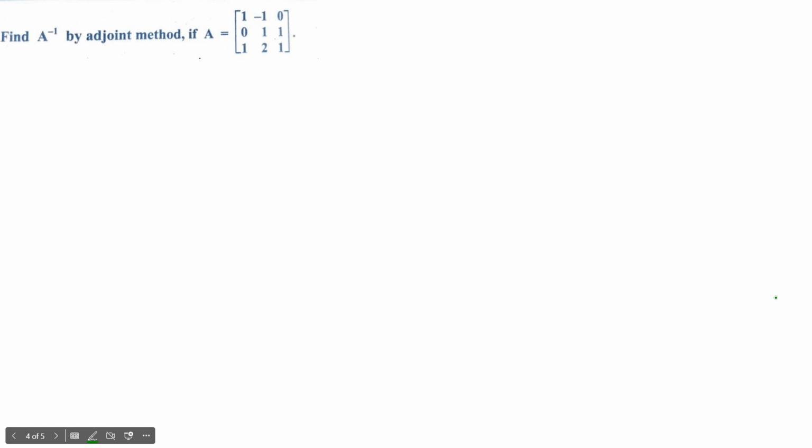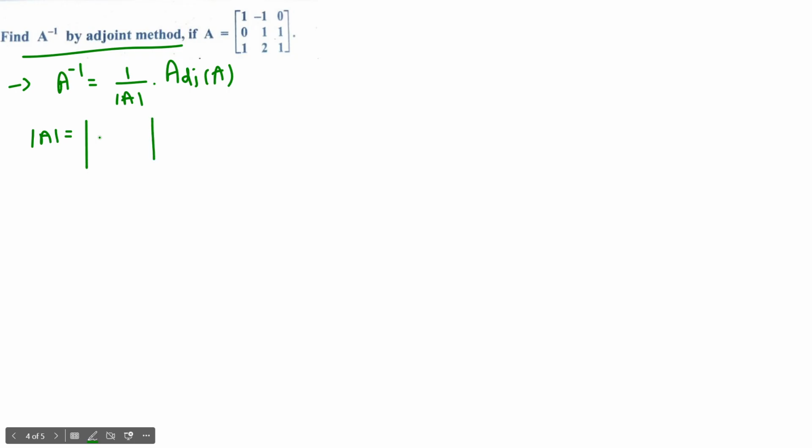The question will be asked, find A inverse by adjoint method, and if A is equal to, they have given matrix. So what I'm doing, first initially A inverse, write down formula 1 over determinant of A into adjoint of A, right? So determinant of A is equal to, convert this bracket into vertical bracket. So 1 minus 1 0 0 1 1 and 1 2 1. If you will simplify this, you will get minus 2.